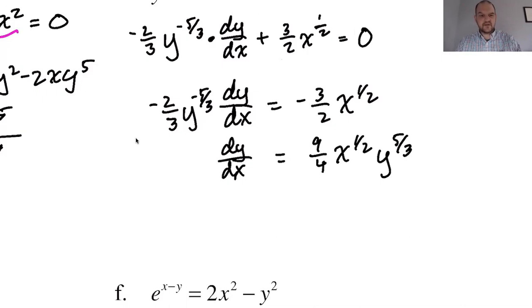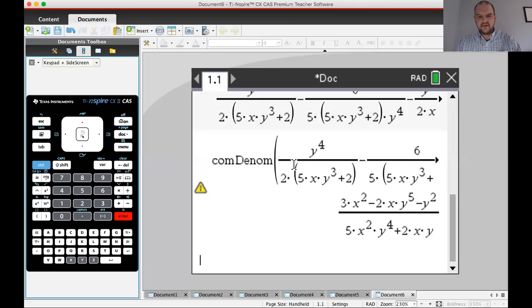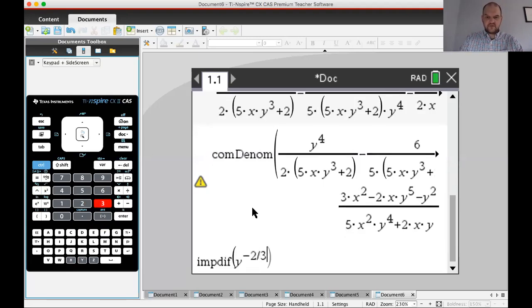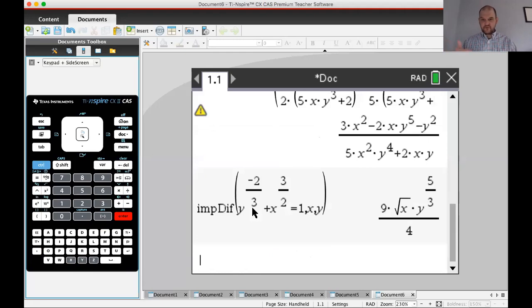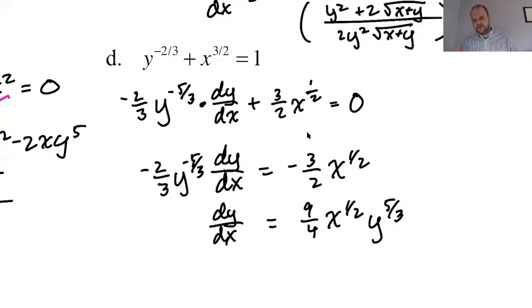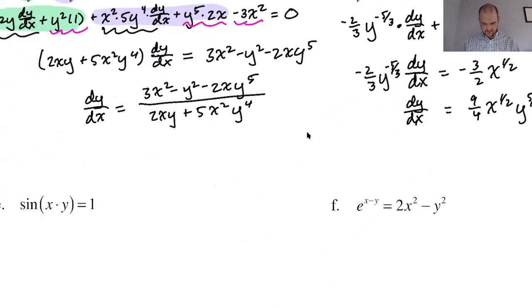That one was quick. Sometimes when they're quick, I think, oh, something probably went wrong, but I don't know if it did on this one. So the original problem is y to the negative 2/3 plus x to the 3/2 equals 1. 9/4 radical x, and then y to the 5/3. We got it. So that one didn't seem as bad, and it actually wasn't. That's good because you don't want to underthink a problem. You don't want to overthink it. You want to be at exactly the right level of thinking, and it's hard to know where that's happening.